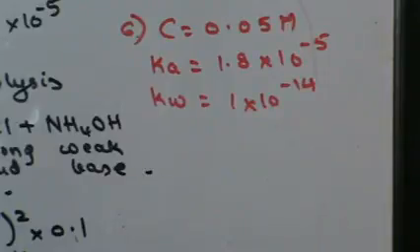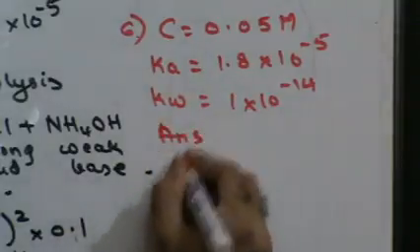Again, you should be able to do this sum on your own. You are taking sodium acetate. On hydrolysis, it will give you acetic acid and sodium hydroxide. That means this is going to be weak acid and strong base again. So you should be able to solve the solution. You should get this answer. Straight away I'm giving you the answer.